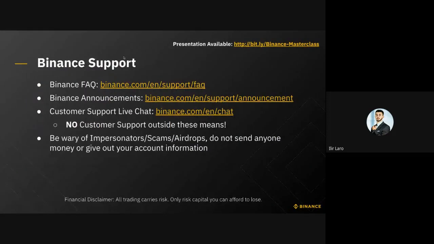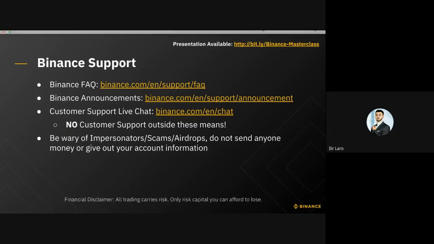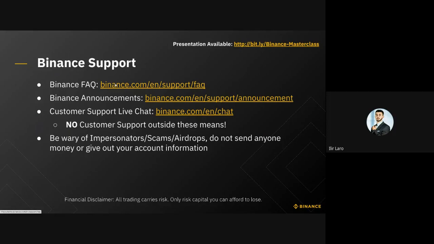Some more housekeeping rules. I really want to address first Binance support. We do have a Binance FAQ section. If you have any questions, feel free to access this link, type in your issue query, and you'll be able to see an article that should address your main concern. We also have a section which regularly pushes out Binance announcements. I know a lot of people want to find out about listings and product updates, so you can definitely find this information via our Binance announcement section.